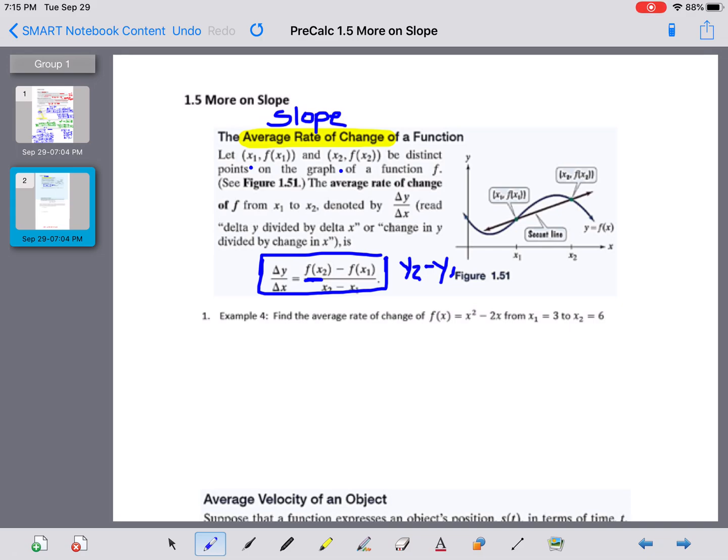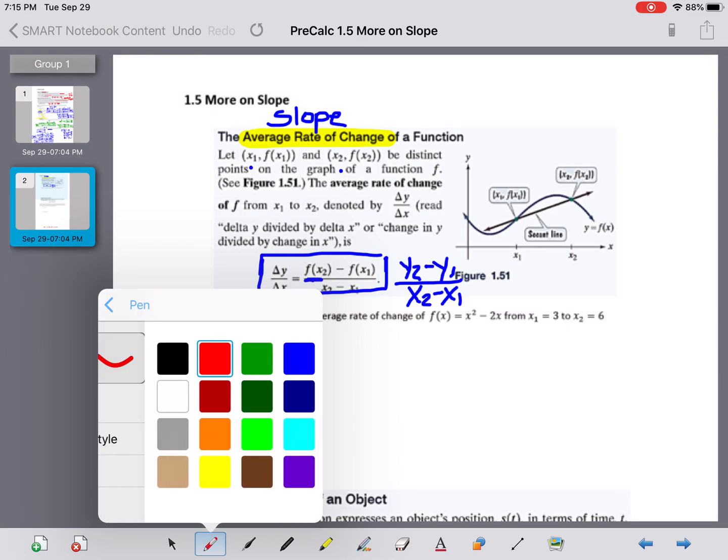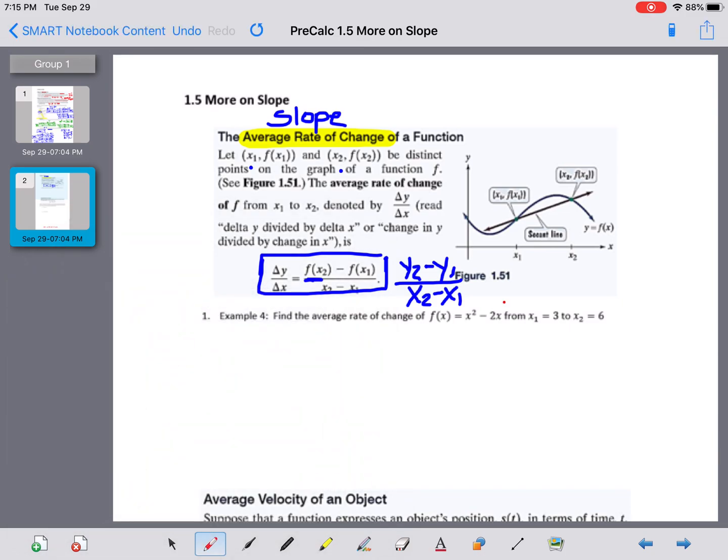That's what f of x2 gets you, is a y. And then over x2 minus x1, it's still just slope. So what you need to make sure you do is find what are my x's and y's that go together. So you'll notice in the next problem that we have a function, f of x equals x squared minus 2x, and they give us an x.